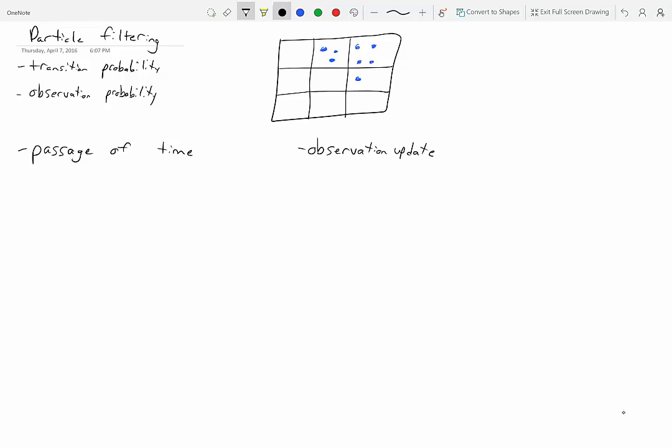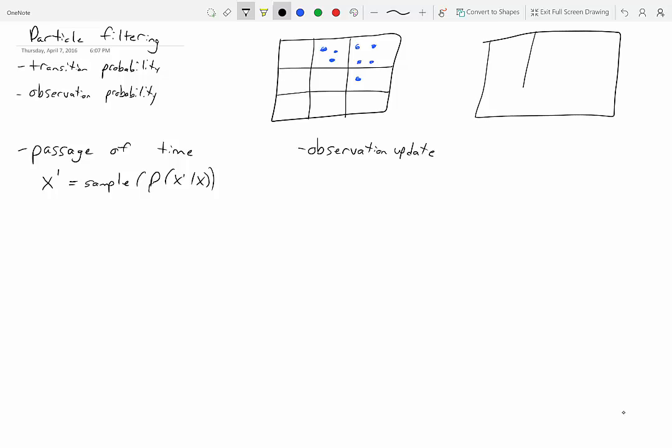Since we're going to be using the transition probability, that's what passage of time is, moving one step forward, for each particle, we sample a new particle x prime, and that's sampled from the transition probability of x prime given x. So once you do passage of time, you'll get a new board, a board with the particles moved. So for example, let's say I'm doing passage of time on this particle, and I sample it, and it might move to this square. So you do that for all the particles.